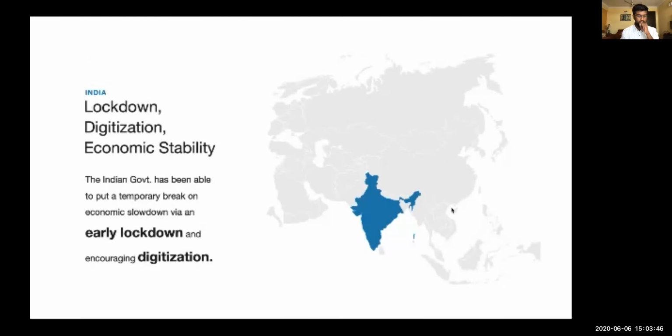So technically, in India, with an early lockdown and encouraging digitization a lot, the Indian government was able to somewhat put a control on the economic slowdown. We saw comparatively less number of jobs lost, but now clearly that is growing heavily. A lot of my acquaintances have lost jobs. I see every day on LinkedIn that some company is doing a lot of layoffs.